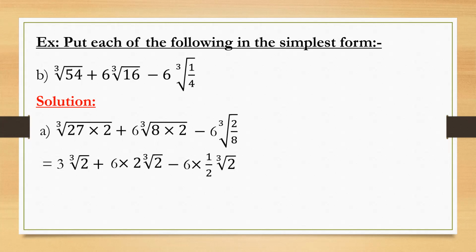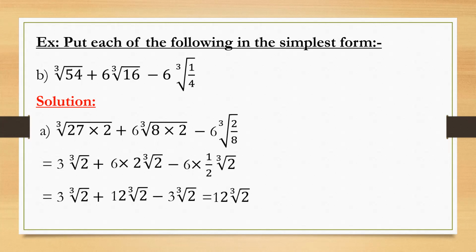I have like terms here, so I can add, subtract and multiply. Here I have 3 cubic root 2 plus 6 times 2 equals 12, so 12 cubic root 2, minus 6 multiplied by a half, which is 3, so 3 cubic root 2. So the answer will be 3 cubic root 2 plus 12 cubic root 2 minus 3 cubic root 2. Here I put the cubic root of 2 as it is, and cancel 3 with negative 3. So the answer will be 12 cubic root 2.